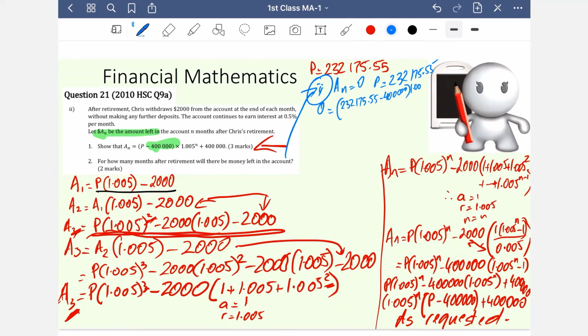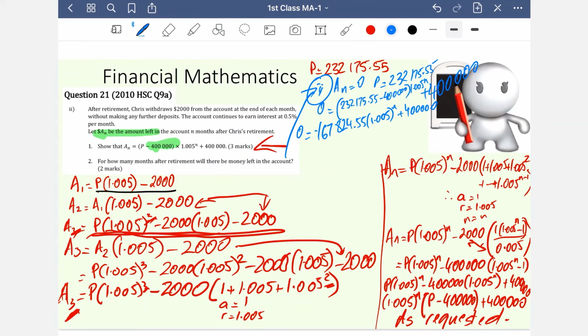Multiplied by 1.005 to the power of n plus 400,000. All right. So 0 equals negative 167,824.55 multiplied by 1.005 to the power of n plus 400,000. Okay.